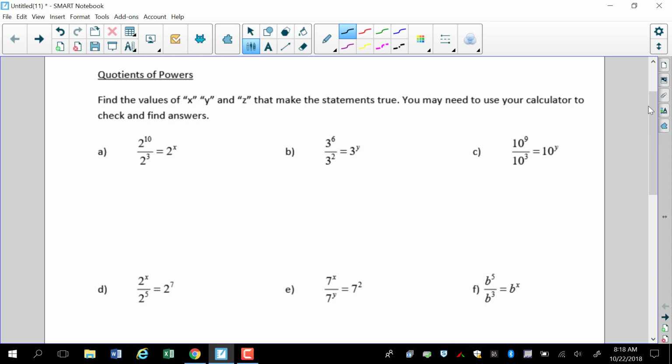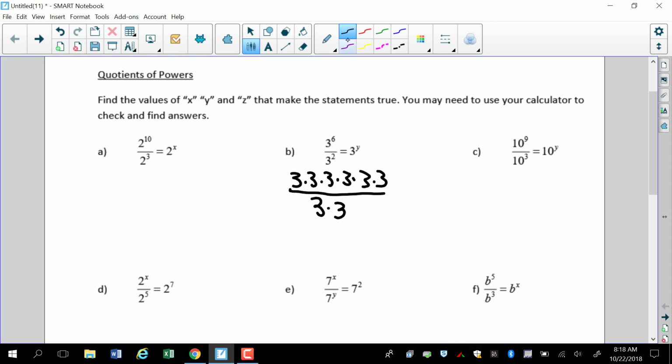The two properties we're going to do today are kind of linked. It's called quotient of powers. And the idea is, what do you do when you have 2 to the 10th up here and 2 to the 3rd down here? I'm going to actually start with this one over here. It's a little bit easier to write out. So let's say we have 3 to the 6th on top. On the bottom, we have 3 to the 2nd.